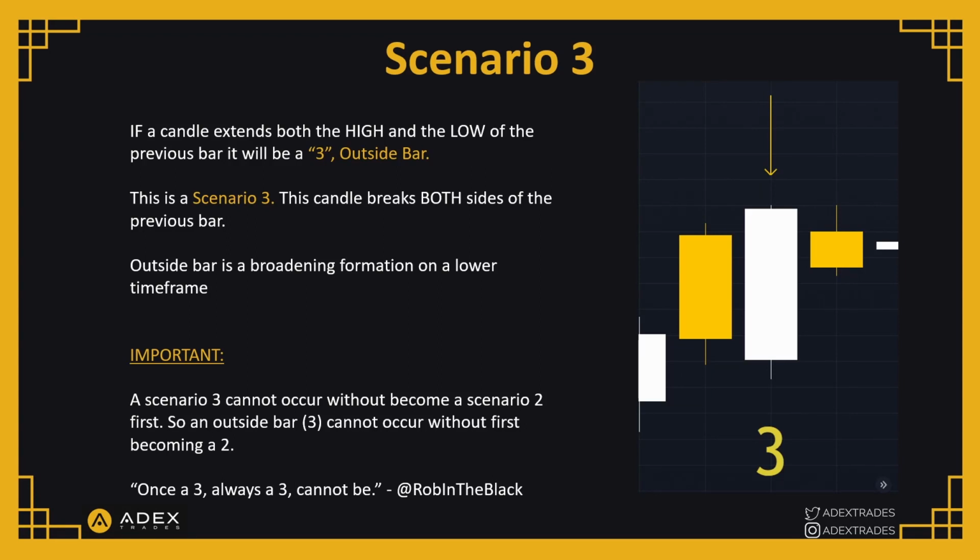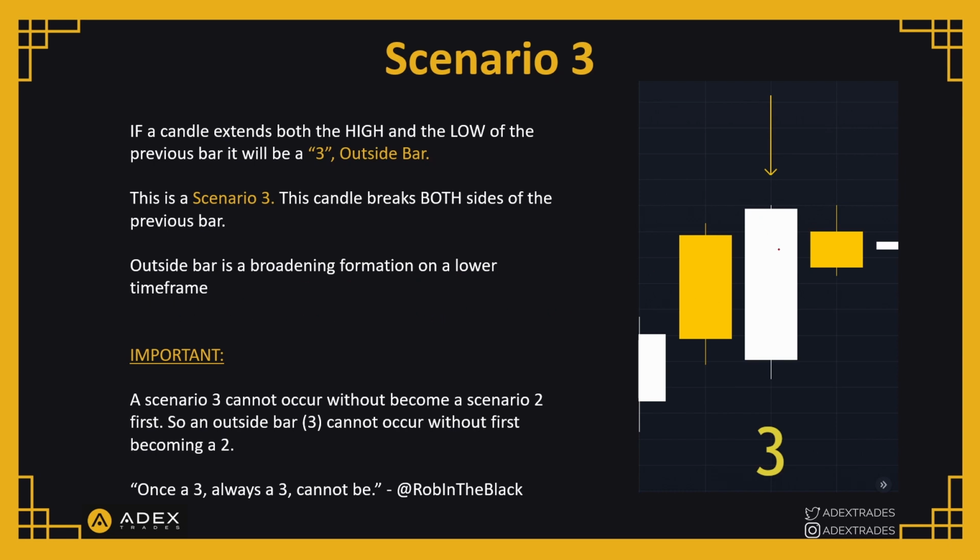All right. So scenario 3. If a candle extends both the high and the low of the previous bar, it will be a 3, which is an outside bar. This is a scenario 3 where the candle breaks both sides of the previous bar. What we call an outside bar, we say is a broadening formation on a lower time frame. And I'll be talking about that in a different slide.